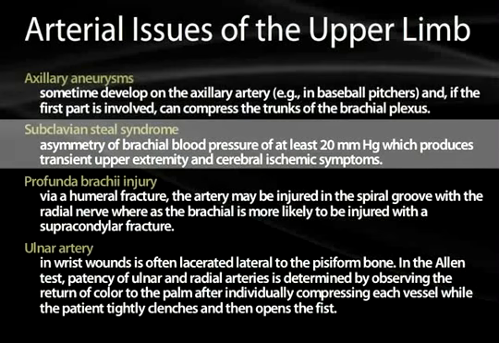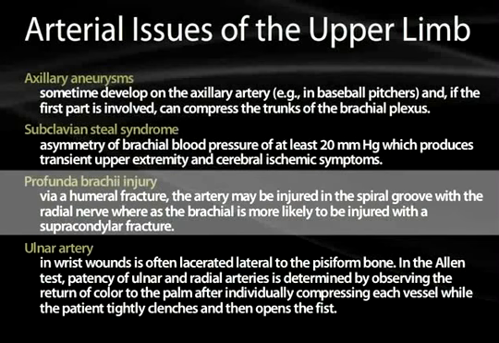The subclavian steal syndrome is an asymmetry of brachial blood pressures of at least 20 millimeters of mercury, which produces a transient upper extremity and cerebral ischemia. And this is oftentimes associated with compressions of the subclavian vessels so that it doesn't distribute properly.